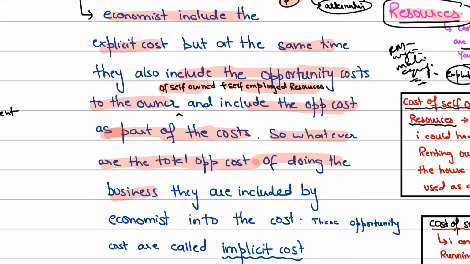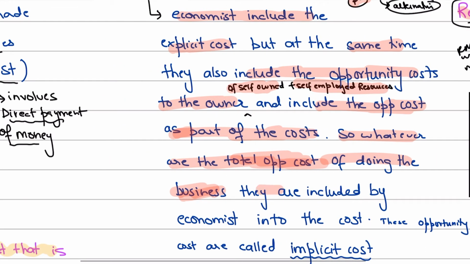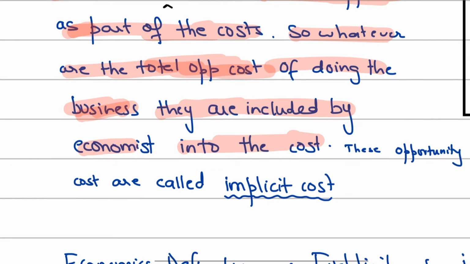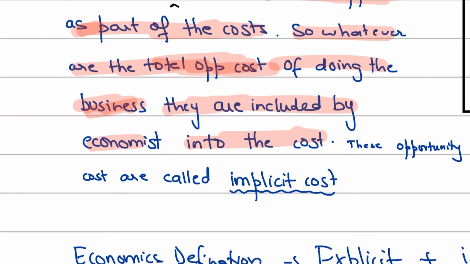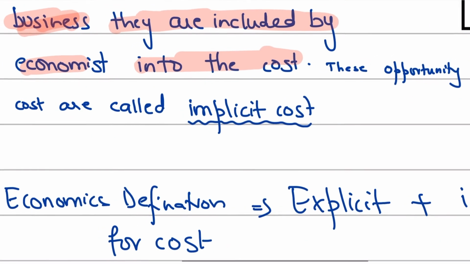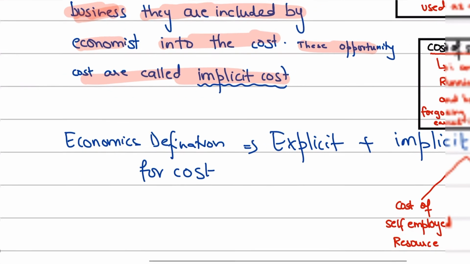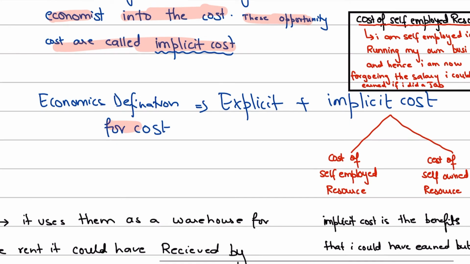यानी इकोनॉमिस्ट कहते हैं कि जो भी हमारी अपॉर्चुनिटी कॉस्ट है, टोटल अपॉर्चुनिटी कॉस्ट है बिजनेस को करने की, they are included by economists into the cost. So economists include not only explicit cost, but they also include the opportunity cost of doing the business. That is a benefit foregone because you are doing that business, because you are self-employing, because you are using self-employed resources or self-owned resources. And these opportunity costs are known as implicit costs. So the economic definition of cost will be explicit plus implicit cost.